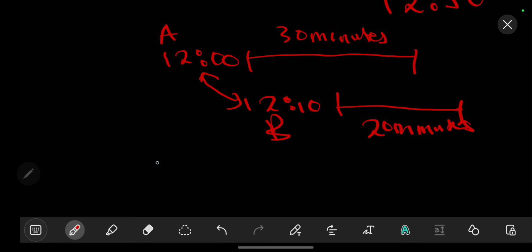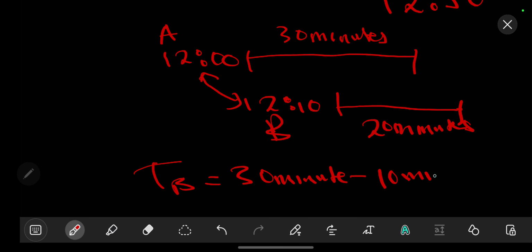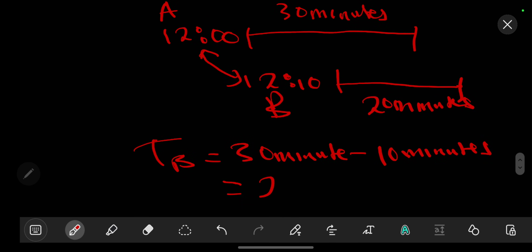So in the actual sense, the time taken for person B is equal to 30 minutes, and you subtract the delay of 10 minutes. That means this other person has to be walking faster. So they will have to walk 20 minutes.